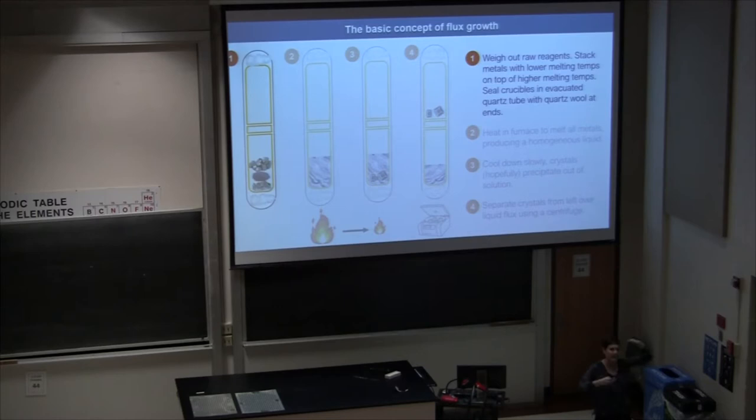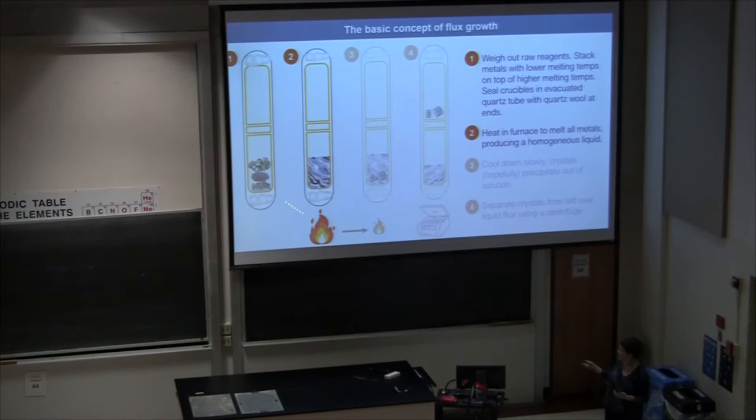Then you take your growth and you put it in your furnace, you heat it up so that you have a uniform and homogeneous metallic liquid, so you've melted all of your metals. And then you're going to apply some temperature gradient. You're going to decrease the temperature. And hopefully what's going to happen is that crystals are going to precipitate out of the melt, and they'll be sitting in some larger solution.